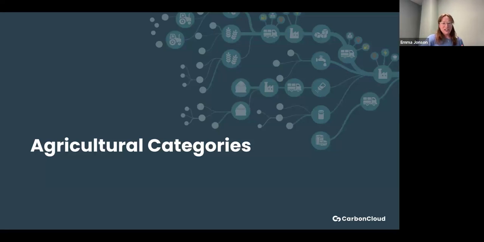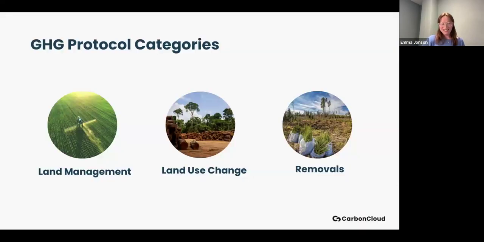Now I would like to talk about the agricultural categories. This is the terminology used by the Greenhouse Gas Protocol. The Greenhouse Gas Protocol is the overarching guide. They produce the guidelines that more or less are used by all the other directives and frameworks for accounting for your greenhouse gas emissions.